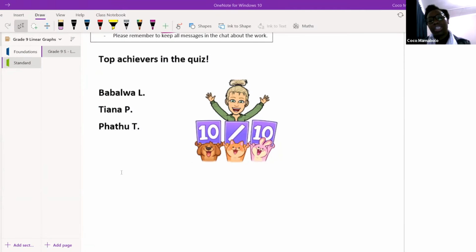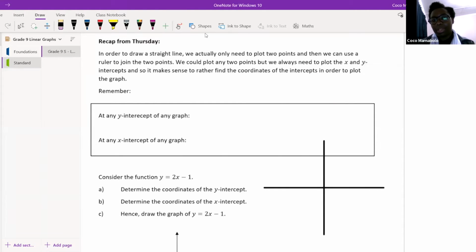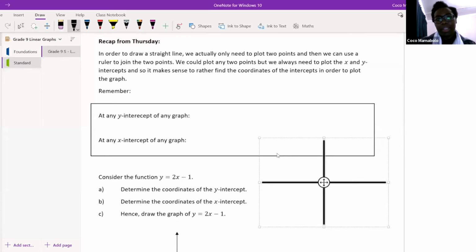Jump straight into it. We're going to do a bit of a review of what we did on Thursday. In order to join two straight lines, we only need to plot 2 points. And the easiest points that we can plot are always our intercepts. Now, if I have my y-intercept and my x-intercept, I don't want it to be blue. I just want it, there we go.